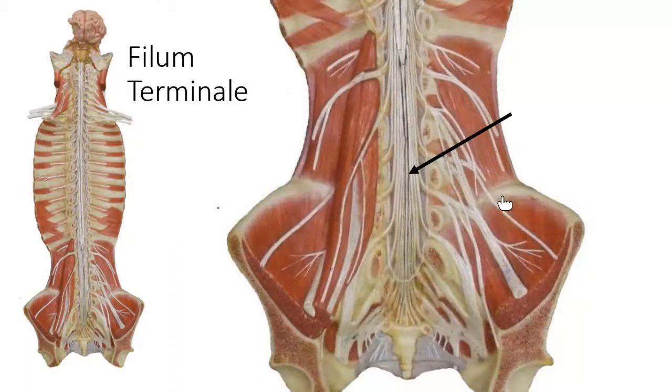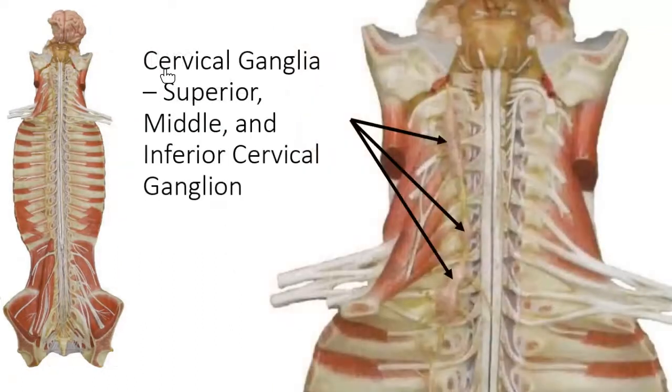All right, and then we're going to shoot back up to the neck, and we're going to look at these structures right here, these pink structures. There's a big one here, then a big one down here, and then a smaller one in between. Those pink structures are the cervical ganglia. The top one, the largest, is the superior cervical ganglion. The one at the base of your neck is the inferior cervical ganglion. And the smallest one in between is the middle cervical ganglion.